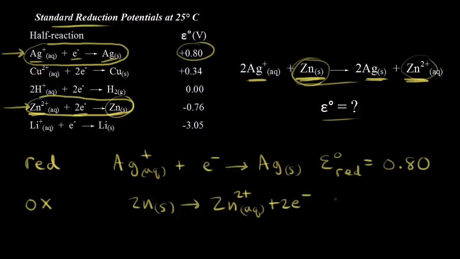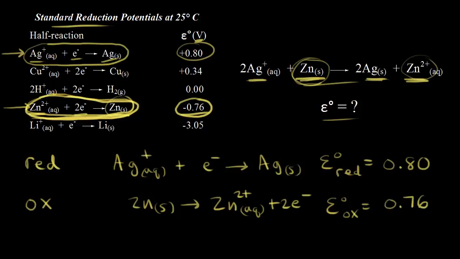So we need to find the standard oxidation potential next. And we can do that by looking at our table once again. The standard reduction potential for this half reaction as it's written is negative 0.76 volts. Since we reversed this half reaction, we need to change the sign from negative to positive. So for the reduction potential, it's negative 0.76. For the oxidation potential, it's positive 0.76. So the standard oxidation potential for this half reaction is positive 0.76 volts.